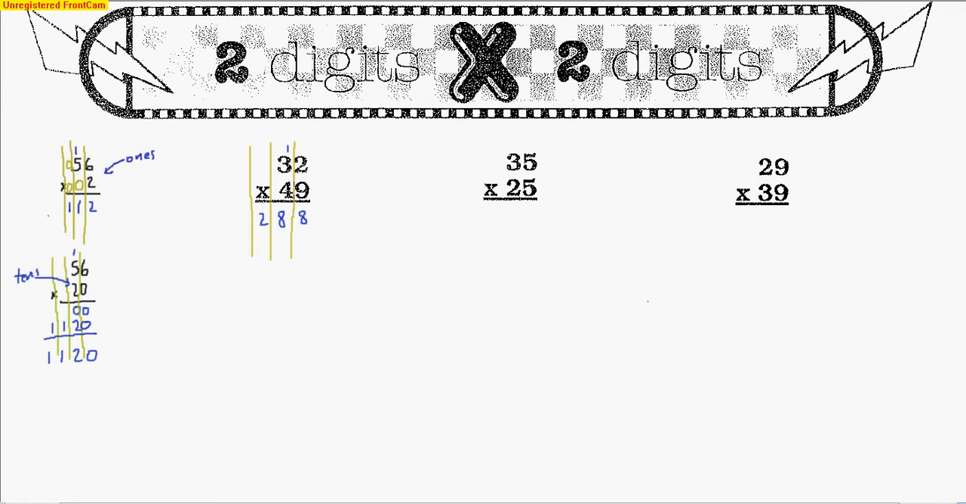Now I'm in the tens place. I do not have a number in the ones place. So that's why sometimes people put a 0, or they might put an X right here.